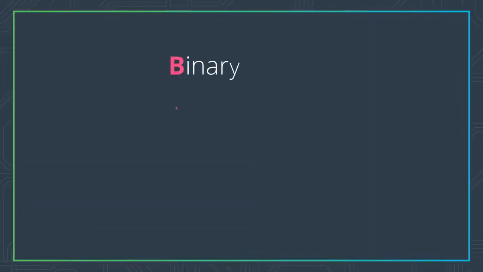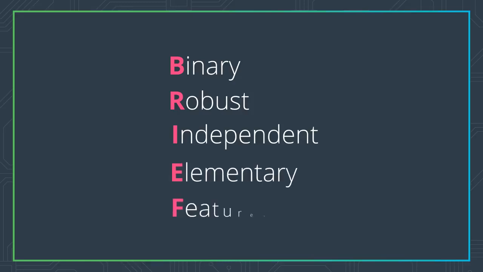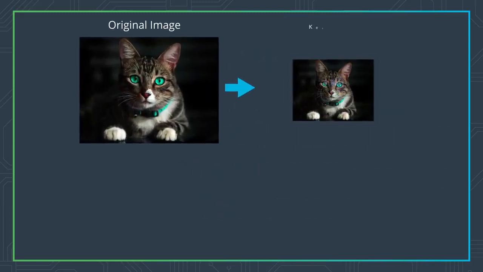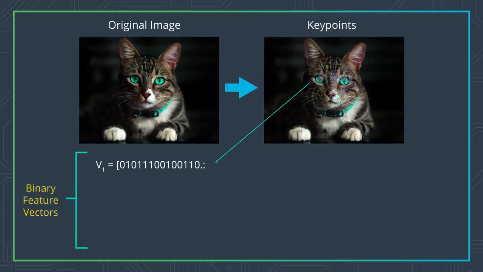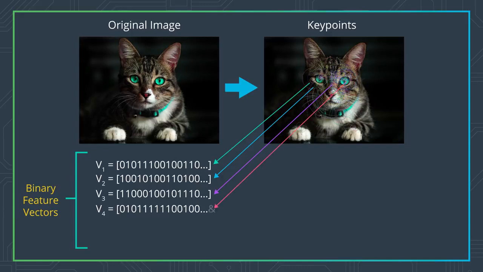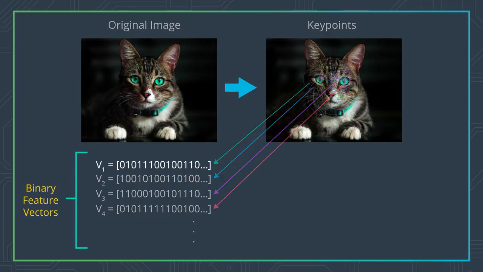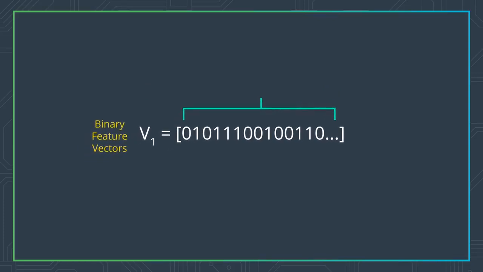BRIEF stands for Binary Robust Independent Elementary Features, and its purpose is to create binary feature vectors from a set of key points. As we saw in the introduction video, a binary feature vector, also known as a binary descriptor, is just a feature vector that contains only ones and zeros. In BRIEF, each key point is described by a binary feature vector that is a 128 to 512-bit string that only contains ones and zeros.